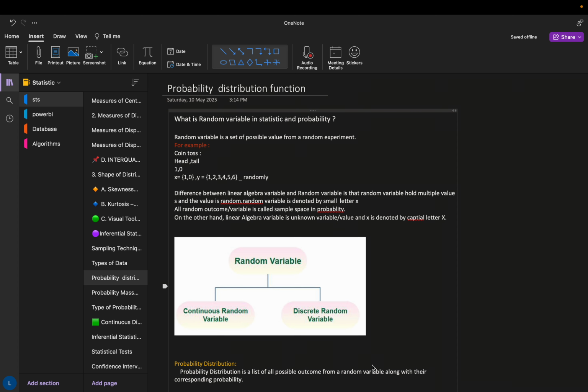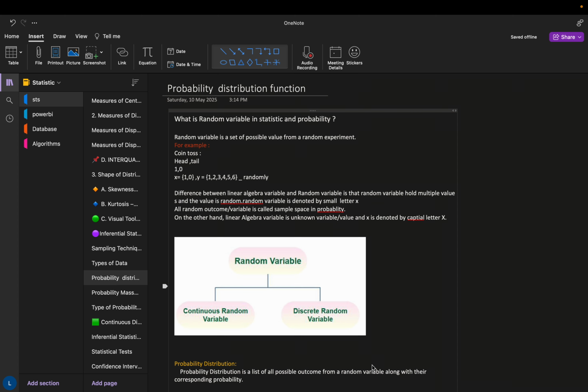So I'm back with a new topic. The topic for today is probability distribution function. Before moving to probability distribution function, first of all we must understand what is a random variable in statistics or probability, and what is the possible outcome. Once we understand all these concepts, we will move toward the probability distribution function. What is the difference between probability distribution and probability distribution function? So let's start with the random variable.